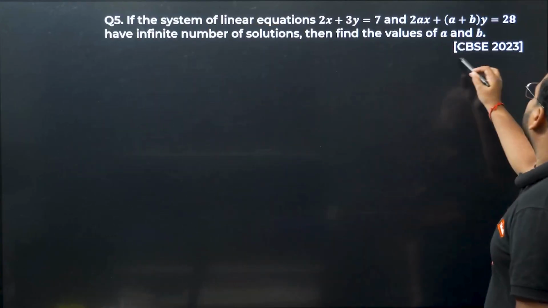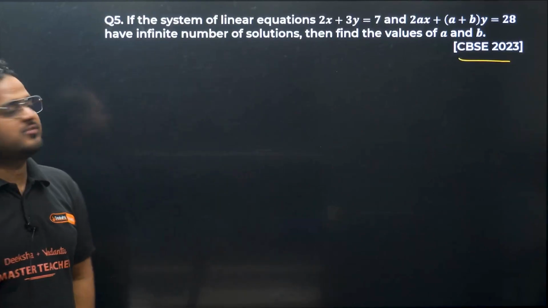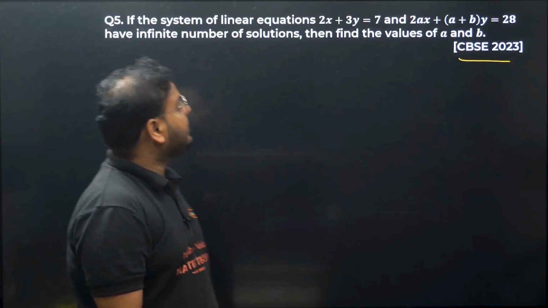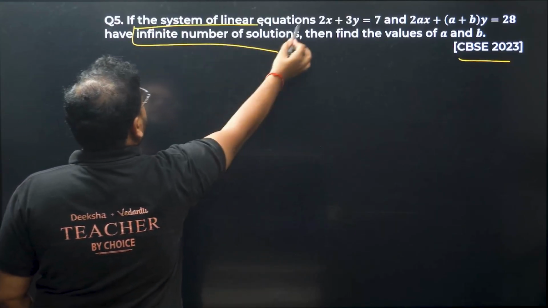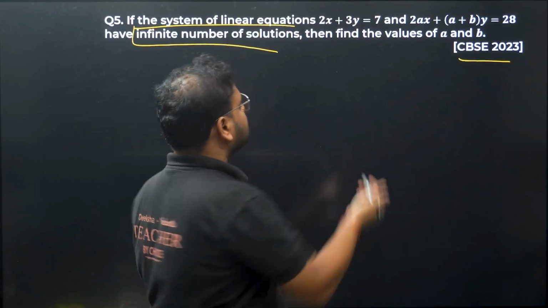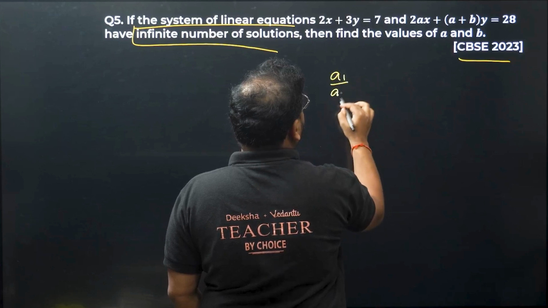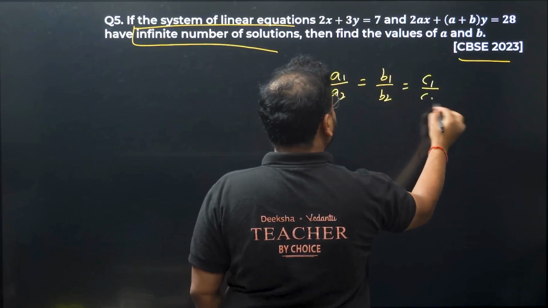CBSE 2023 PYQ. Let's solve this. If the system of linear equations 2x plus 3y equal to 7 and 2ax plus (a plus b)y equal to 28 have infinite number of solutions, then find the value of a and b. Two variables are here in this case. No problem. Same condition. We are looking for infinite, right? So a1 by a2 equals b1 by b2 equals c1 by c2.